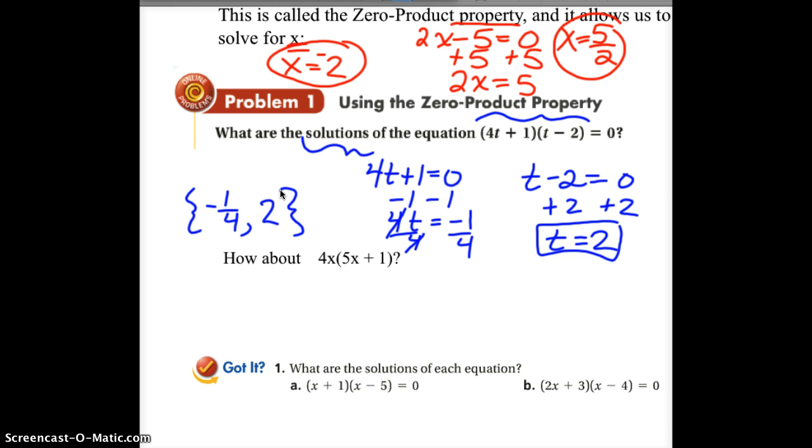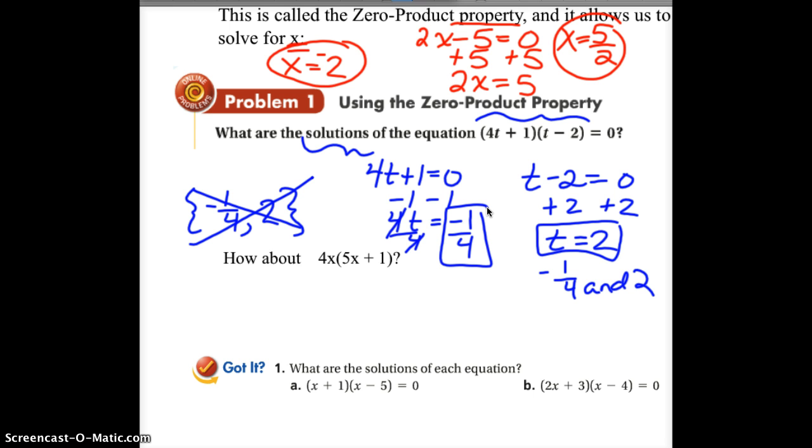I don't like this roster format that your book uses because I think sometimes kids confuse it with a point, and this isn't a point. These are 2 answers. So I prefer it if you just say -1/4 and 2. Those are the solutions. Or you can circle them.